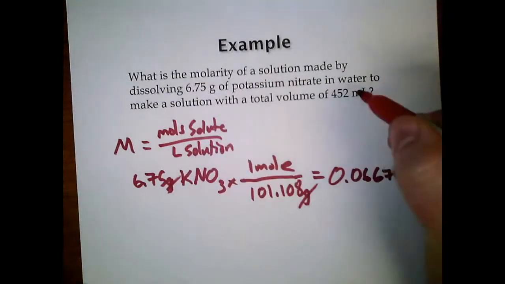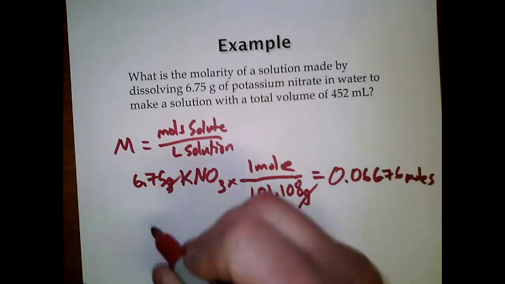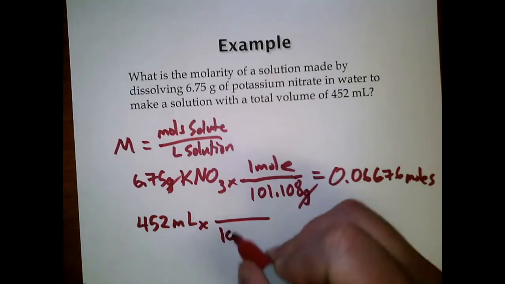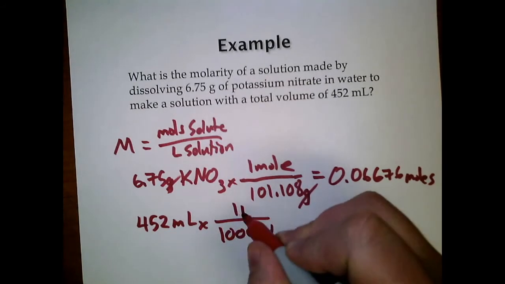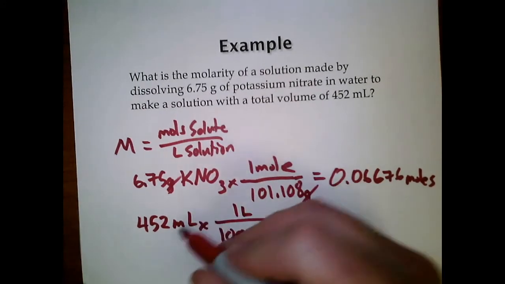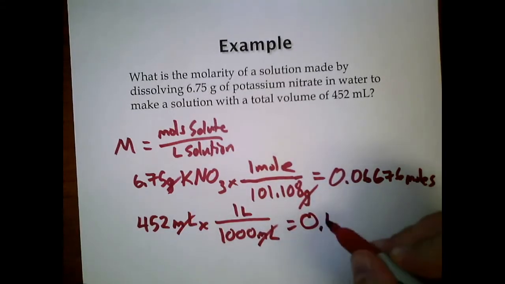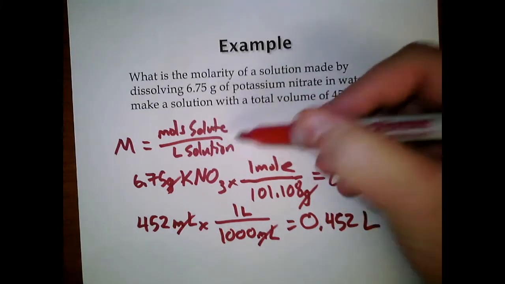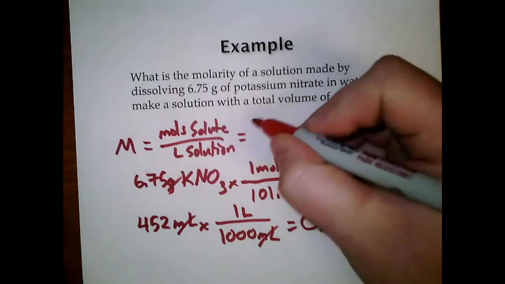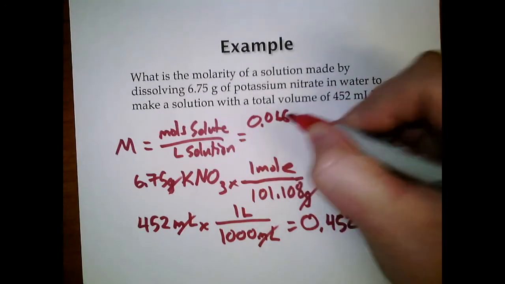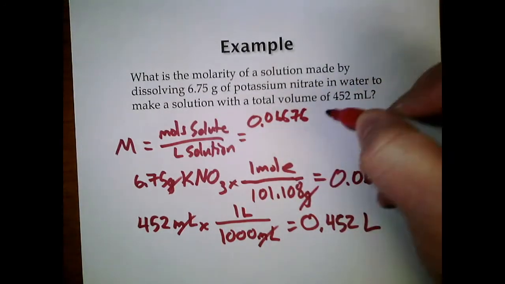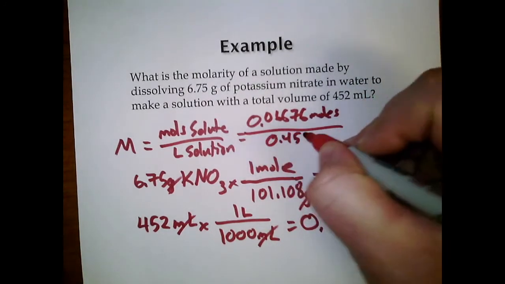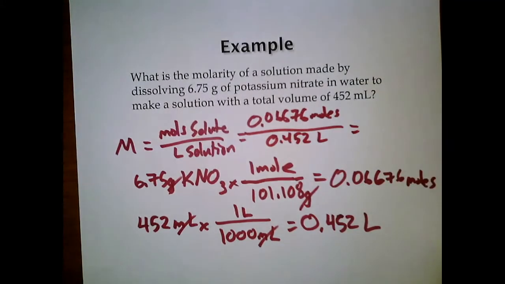Next, I need my liters of solution. I've got 452 milliliters, so I just have to convert that to liters. There are 1,000 milliliters in 1 liter, so 1 over 1,000. That cancels the milliliters. That gets me 0.452 liters here. So now that I've got both pieces, plug them into the equation here. 0.06676, so on and so forth, moles divided by 0.452 liters. That gets me molarity.